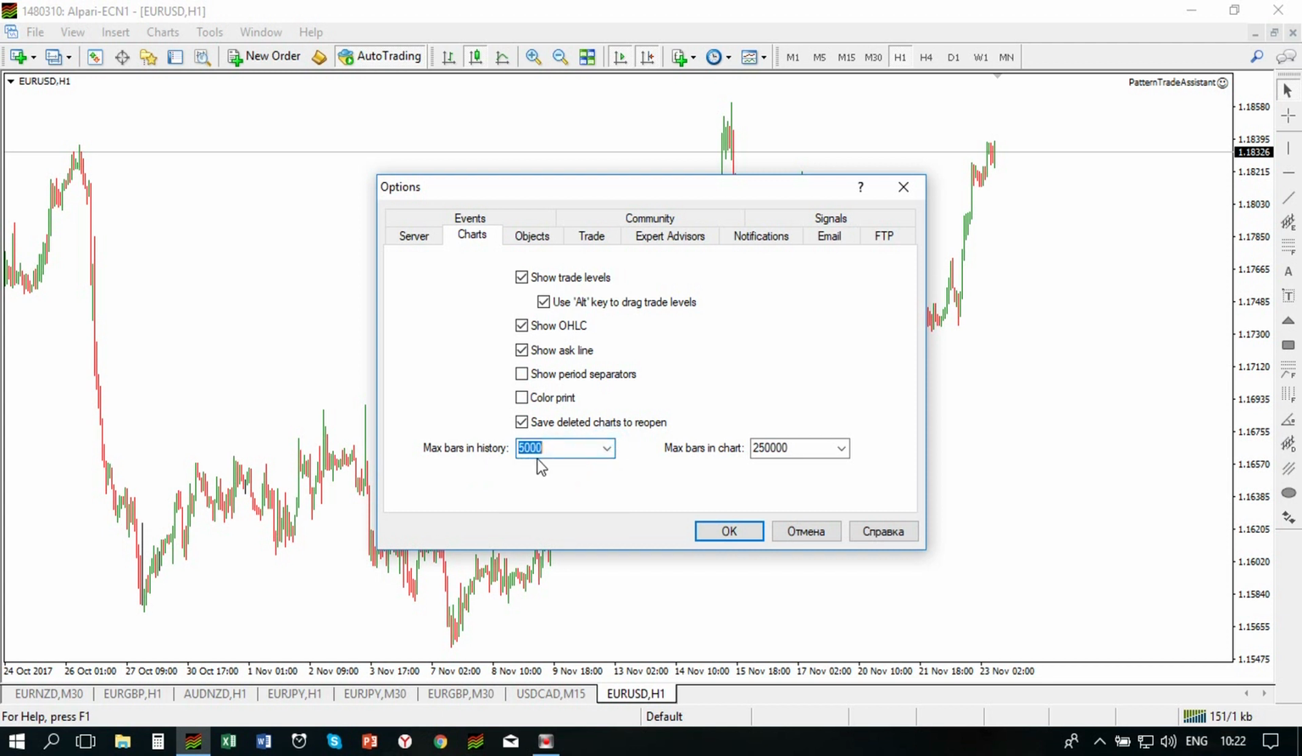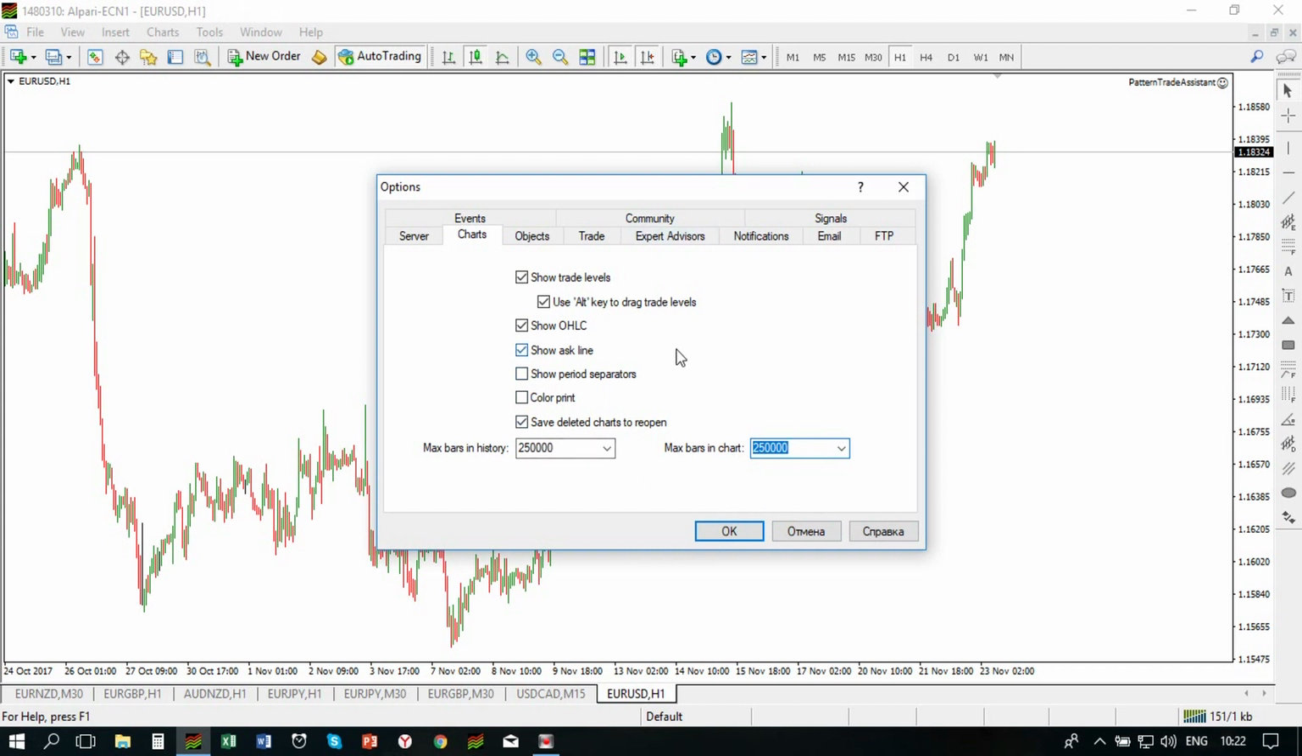If you enable a small amount of bars in history, your history will be small. If you enable a large amount of bars, it will be large. And max bars in the chart window, if you enable small, it will be small, and if you enable large, it will be large. Okay, so what this means, 250,000 bars. This means that your history is pretty large. On 1 hour, it goes as far as 1999, the year of that, if your broker has as many bars available for download. And all these bars are processed while MetaTrader is working.